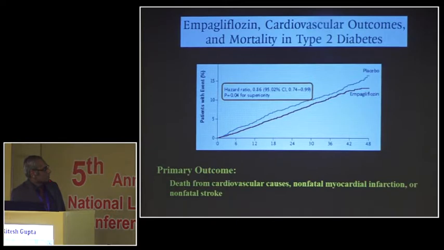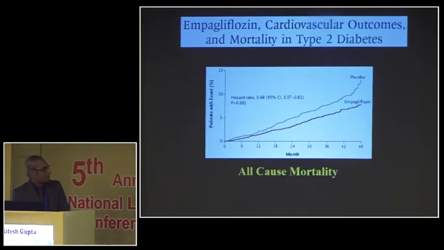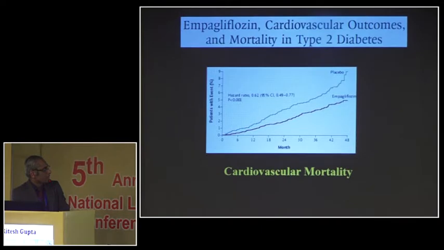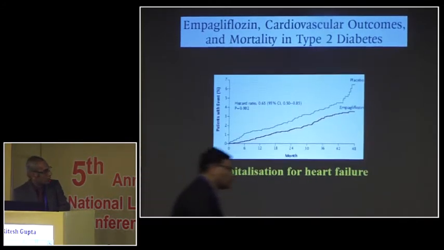And this is what was found, that there was significant reduction in the primary outcome, which was a composite of death from cardiovascular causes, non-fatal MI or non-fatal stroke. So 14% reduction in the primary outcome, 32% reduction in all-cause mortality and 38% reduction in cardiovascular mortality. So this was highly significant. Till date, we had no anti-diabetic drug which was leading to this kind of benefit. This was almost equivalent to statins. So this is what we found. And the hospitalization for heart failure was also significantly reduced.